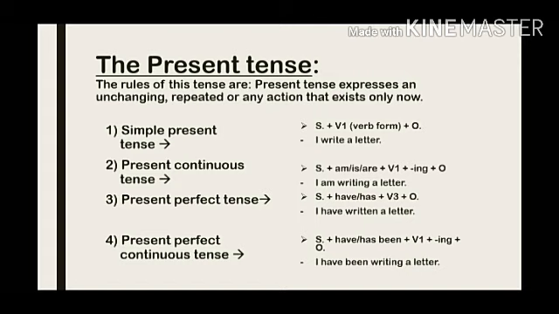Fourth, present perfect continuous tense. The sentence is I have been writing the letter. Here we use have or has been with the V1 form of the verb using ing because it is in continuous tense. The sentence is I have been writing the letter.